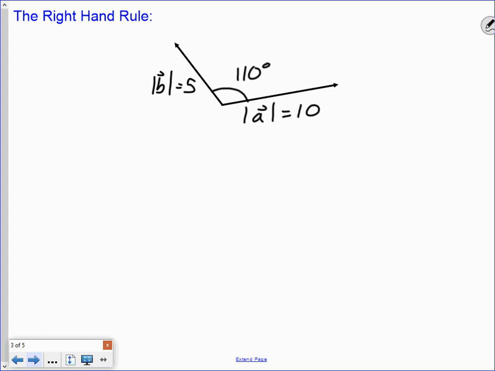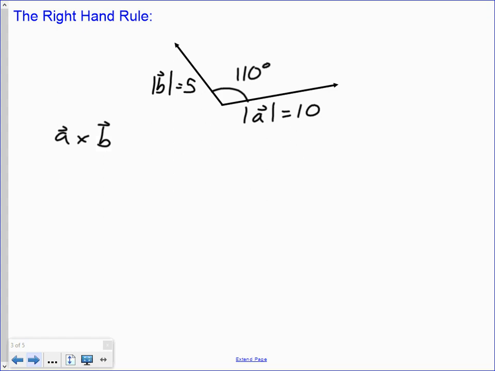A has a magnitude of 10, B has a magnitude of 5. I put an angle of 110 degrees between them. Let's say we want to evaluate A cross B. What you would do is you would take your right hand.